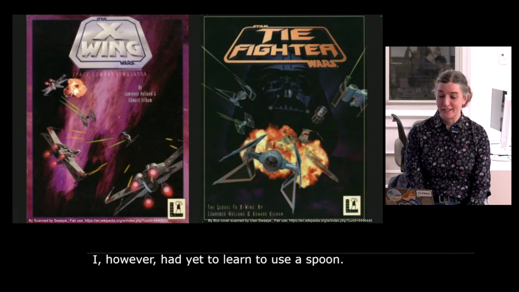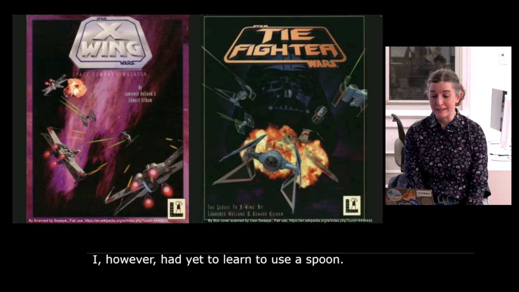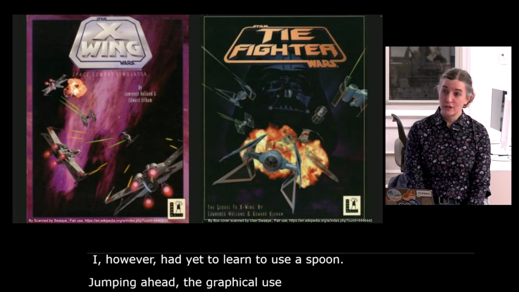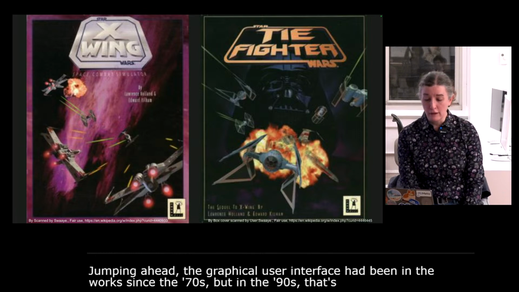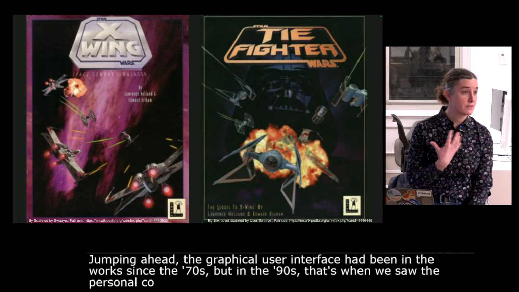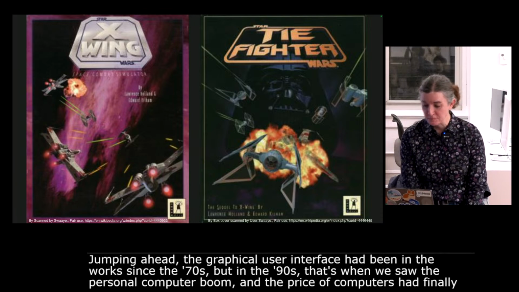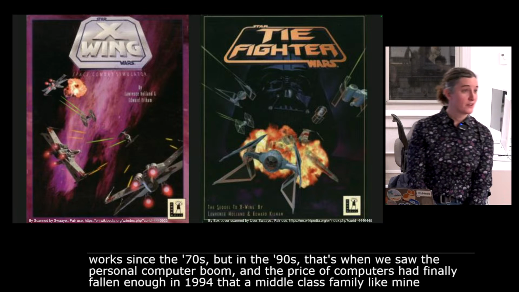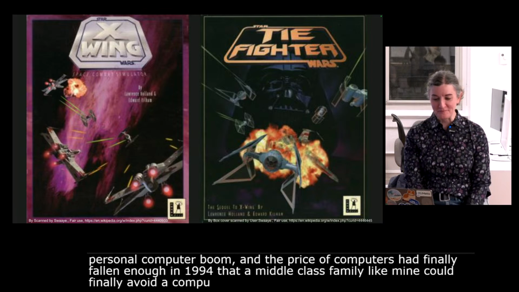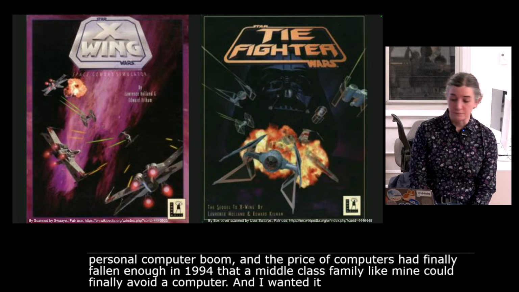Jumping ahead, the graphical user interface had been in the works since the 70s, but in the 90s, that's when we saw the personal computer boom, and the price of computers had finally fallen enough in 1994 that a middle-class family like mine could afford a computer. And I wanted it for one reason: to play the LucasArts X-Wing and TIE Fighter games. This was my introduction to computing.